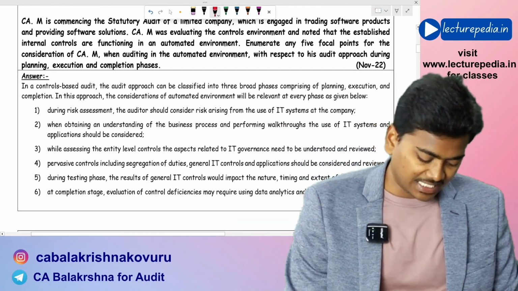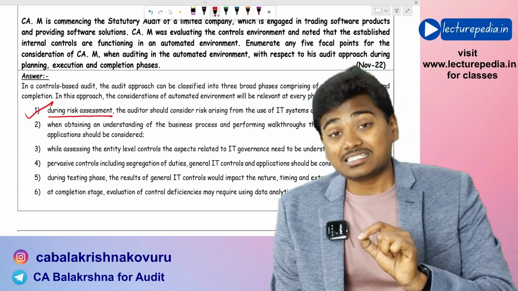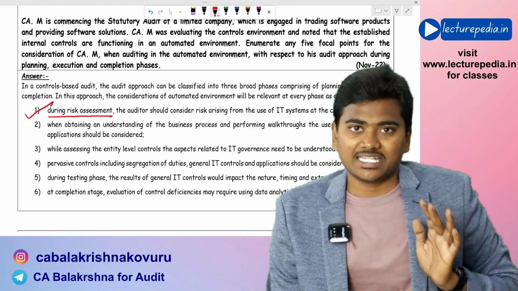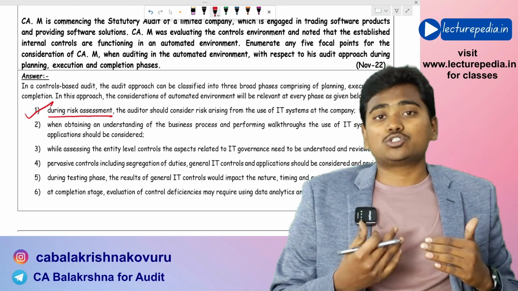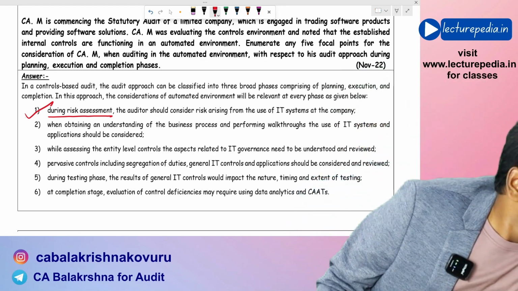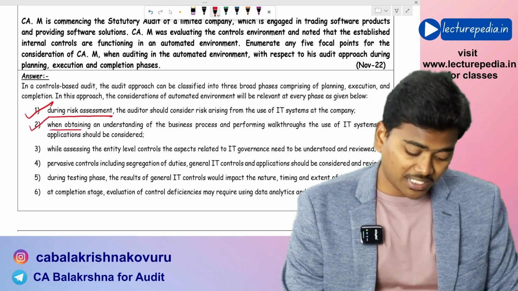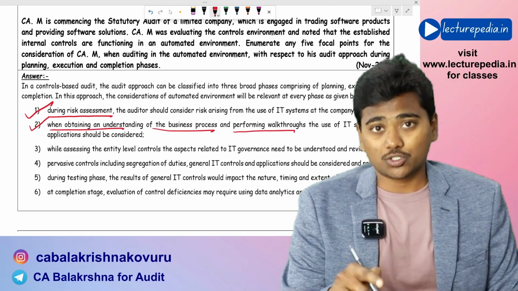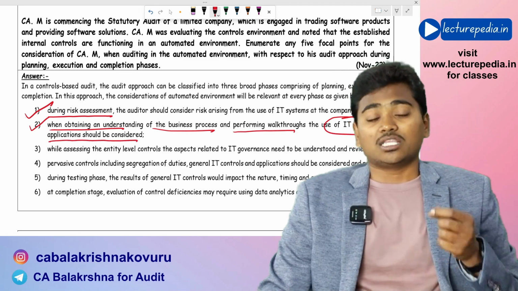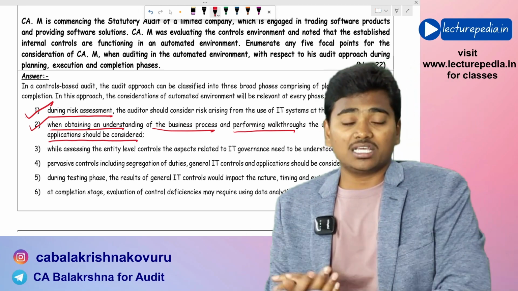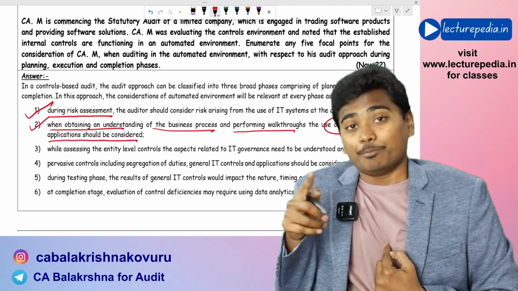First, during the risk assessment phase, the auditor needs to consider the risk that might arise due to the use of information technology. Okay, the organization is using information technology. So at the risk assessment stage, the auditor needs to consider the risk that might arise in the organization because of the use of information technology. Next, when obtaining understanding of the business process and performing walkthroughs, the auditor needs to consider the use of information technology systems and applications. Okay, the use of information technology and applications by the organization should be considered by the auditor while he is understanding the environment and understanding the business of the organization.